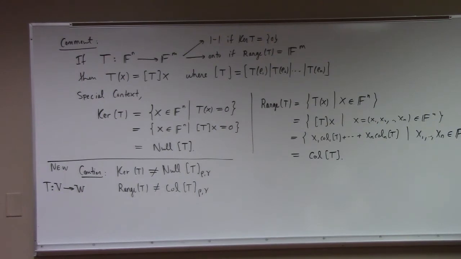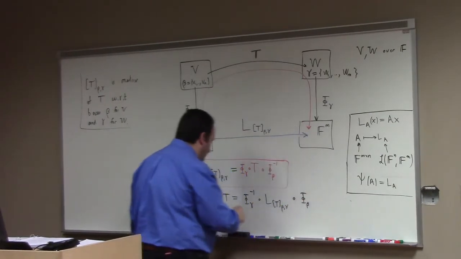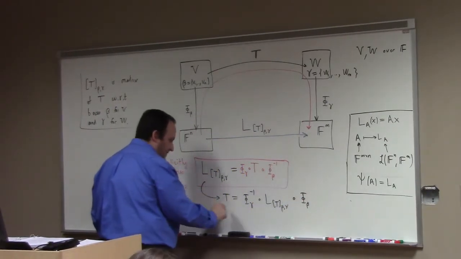But over here, this tells you everything you need to know. See this right here? This says we can solve this for T as well, right? T is equal to what? T is phi gamma inverse composed with left multiplication by the matrix T beta gamma, composed with phi beta, like that. If I just solve for T, this gives us this.